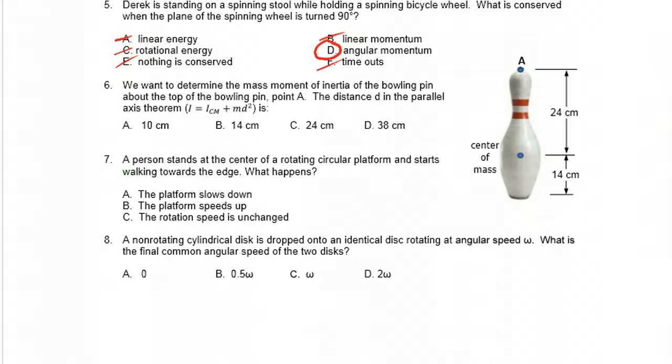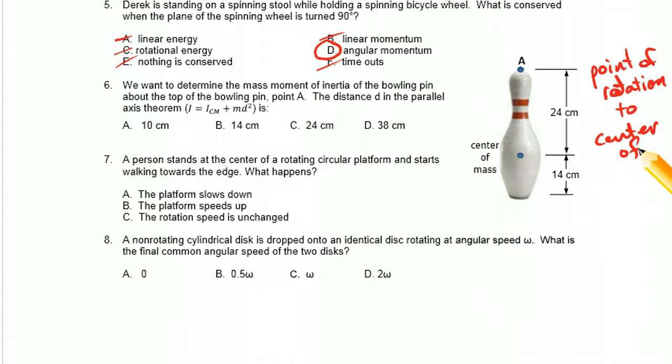We want to determine the mass moment of inertia of a bowling pin about the top of the bowling pin. The distance d in the parallel axis theorem is what? Alright, so d was defined as the distance from the point of rotation, or point of reference, so I'll just call it rotation, to center of mass. So it's this distance right there, which is 24.